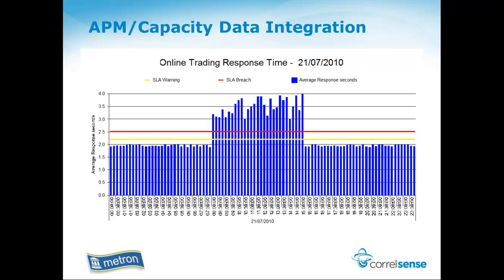The next few slides talk a little bit about APM and capacity data integration. What we see here is a combination of Sharepass data being fed into Metron's capacity management solution, which is called Athene. Athene has what we call a capacity management information store. That's the ITIL phrase for essentially a centralized place where capacity and other performance data can be stored.